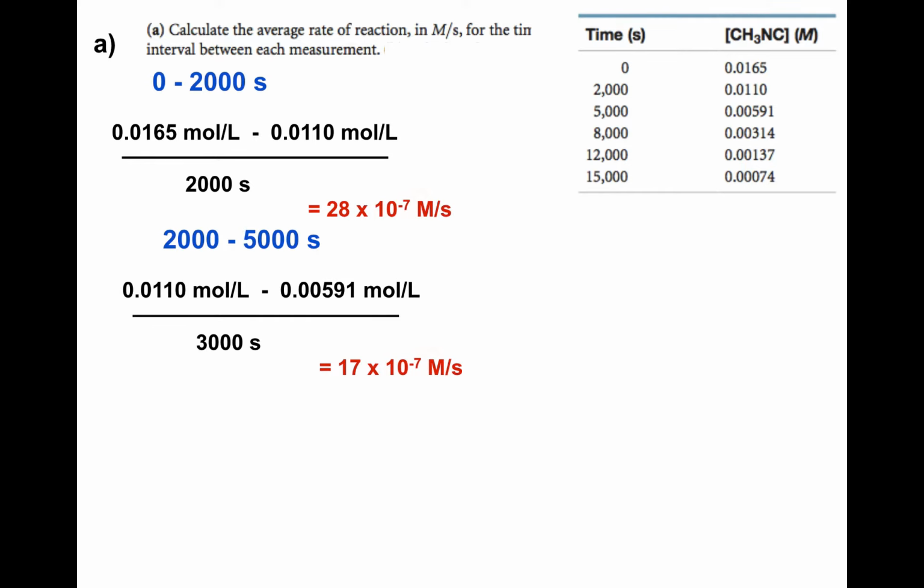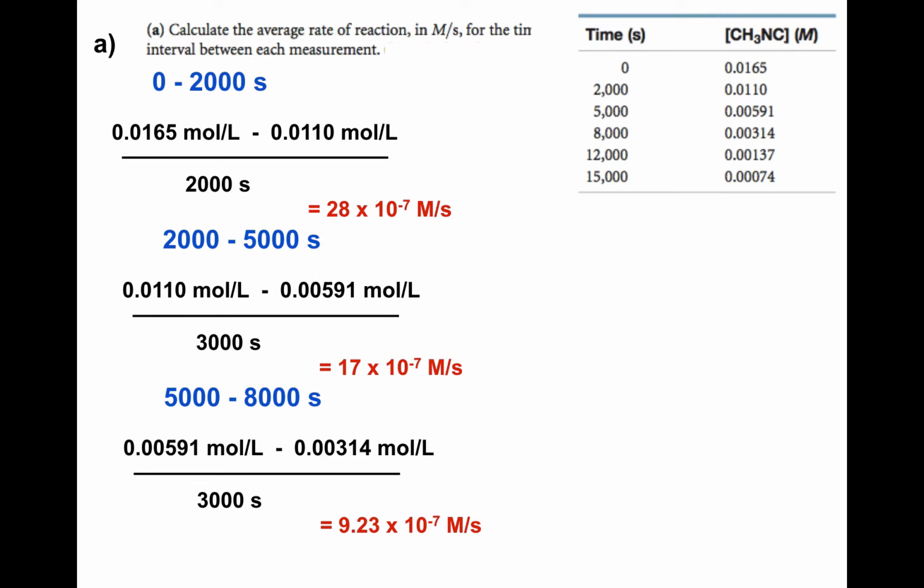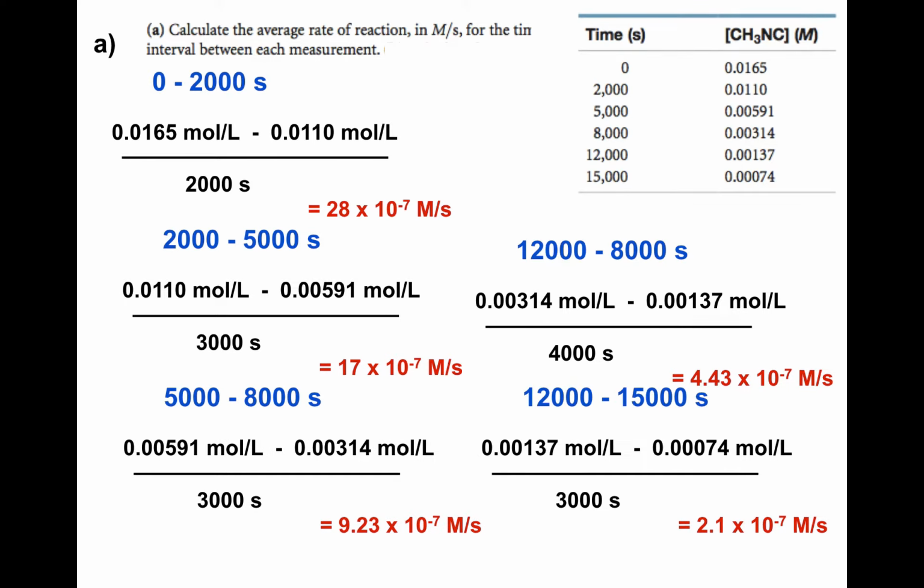I get the change in concentration over the change in time between 2,000 and 5,000 seconds. That's a change of 3,000 seconds. Divide the change in concentration by that, and I get the rate. So those are the changes in concentration over time for those time intervals.